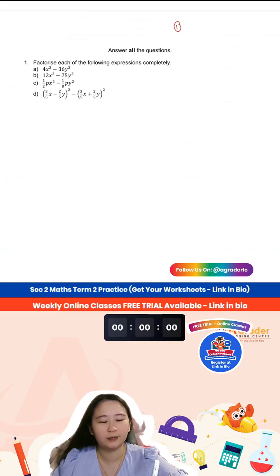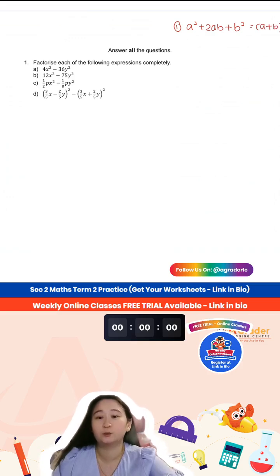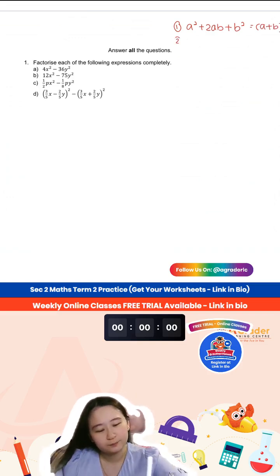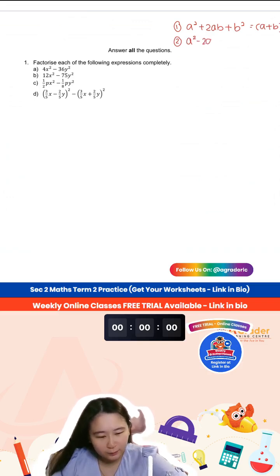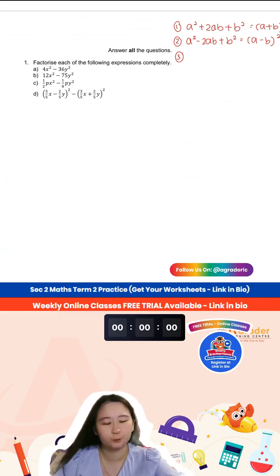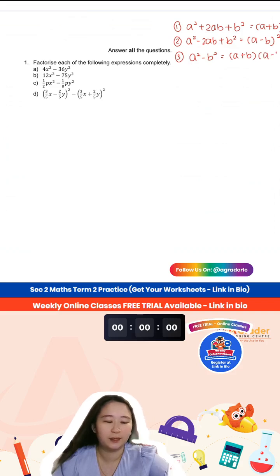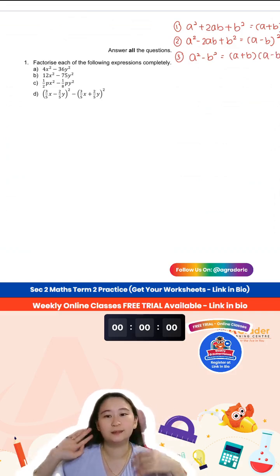So the first one we have, for factorizing, we have a squared plus 2ab plus b squared equals a plus b the whole thing squared. So this is how you factorize. Second one is when it's minus for the second term. Then when you factorize, you will get a minus b the whole thing squared. So the third one will be the difference of two squares. So it will be a squared minus b squared. When you factorize, it's a plus b, a minus b. Do you learn this in G1?